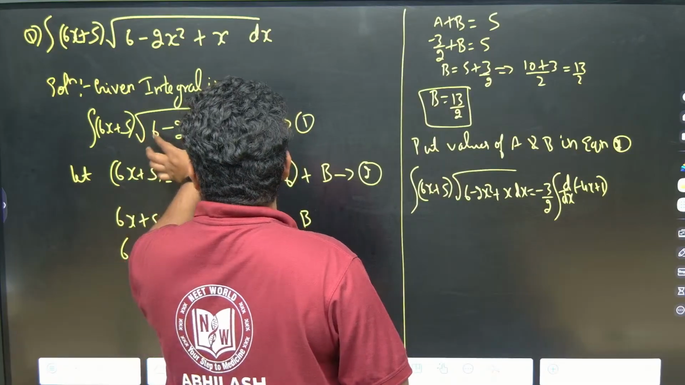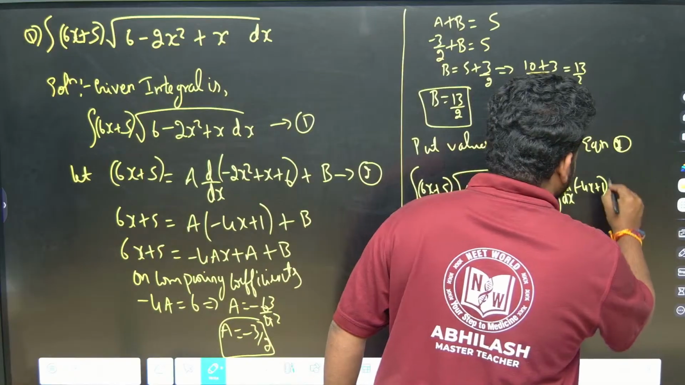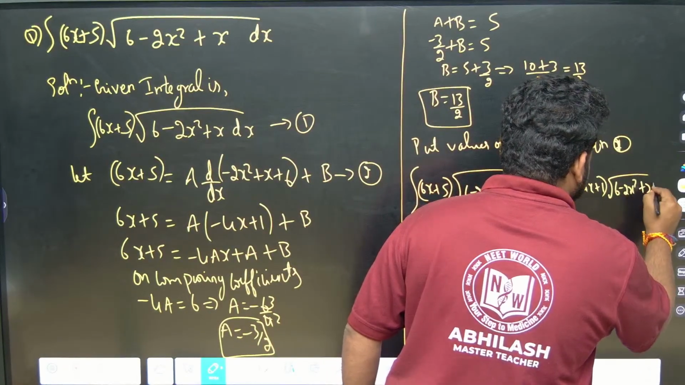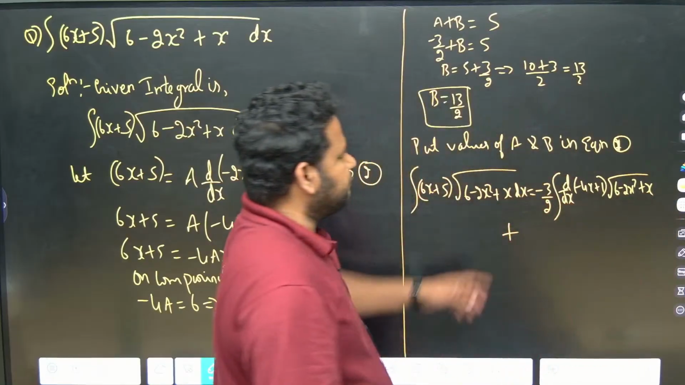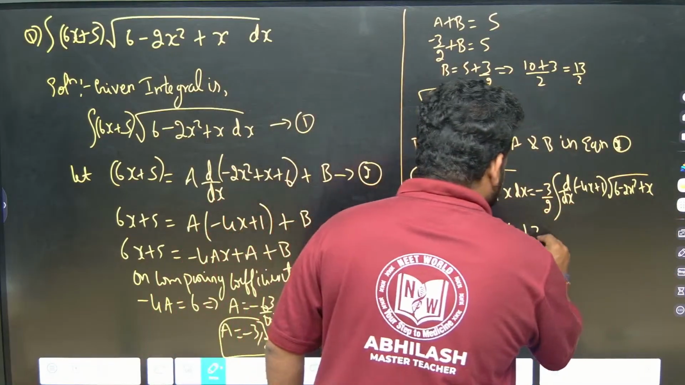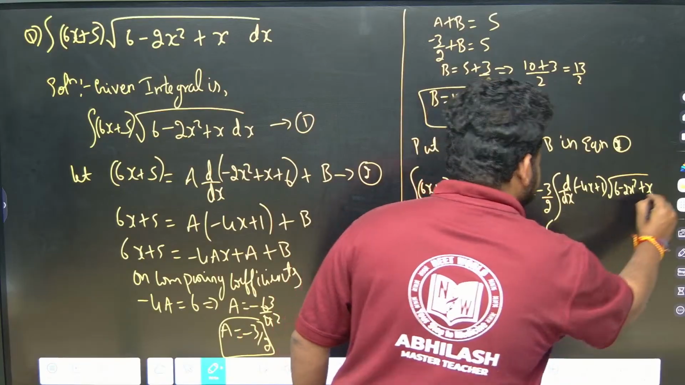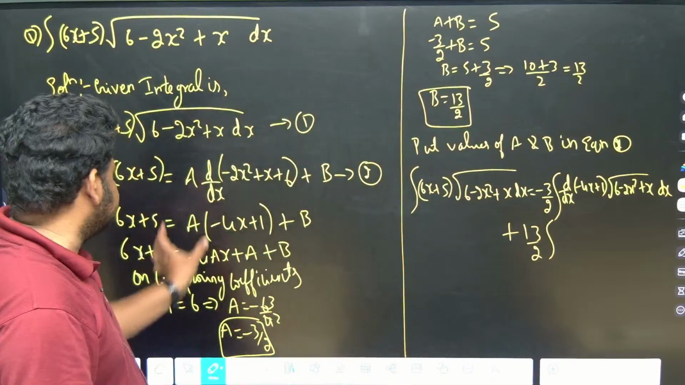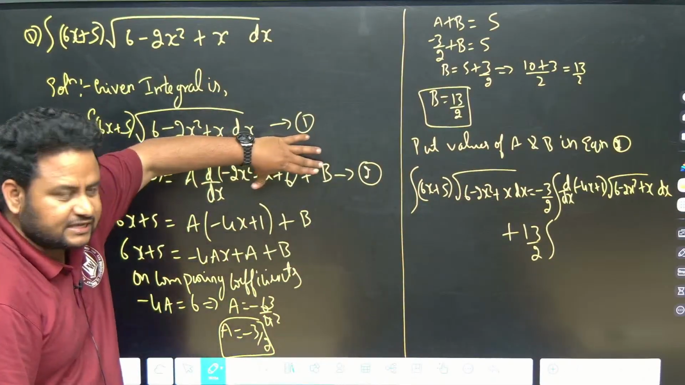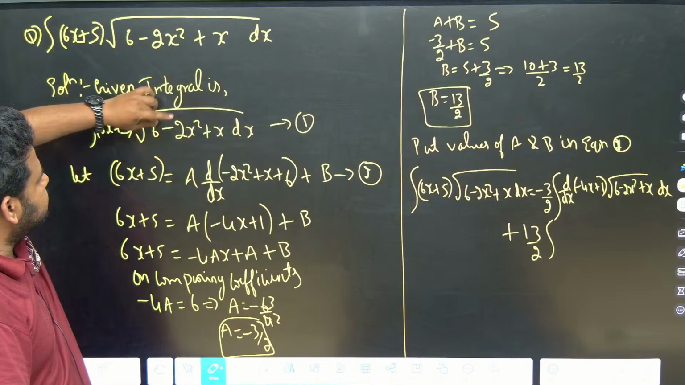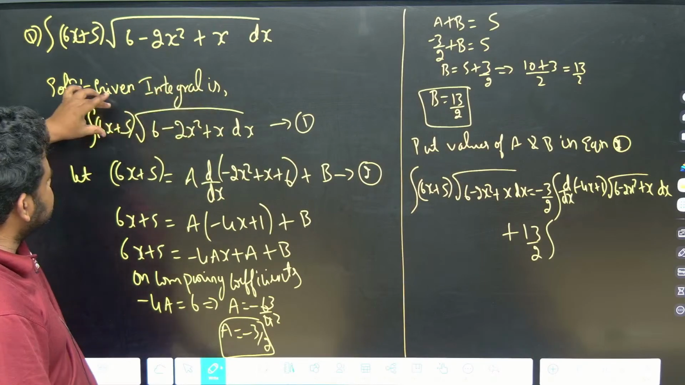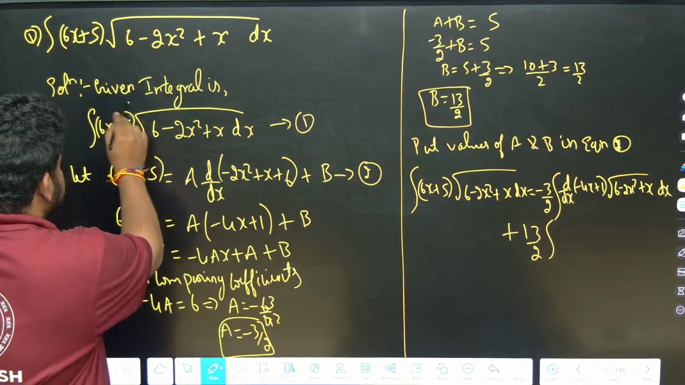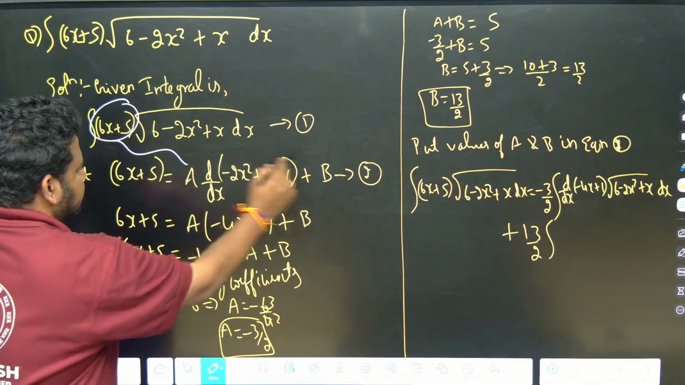We have to multiply this entire thing with the square root of 6 minus 2x square plus x plus b. What is b, friend? B is 13 by 2, plus 13 by 2 into integral of this dx. See, 6x plus 5 is this entire thing. We have to multiply it by the square root of 6 minus 2x square plus x, because we substituted the value for this. So for this value we have to put this one. Okay, we will get this one.